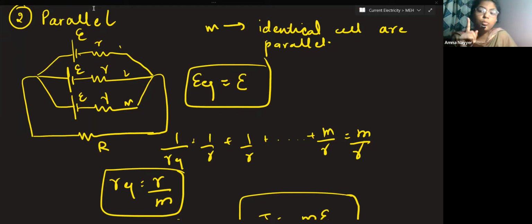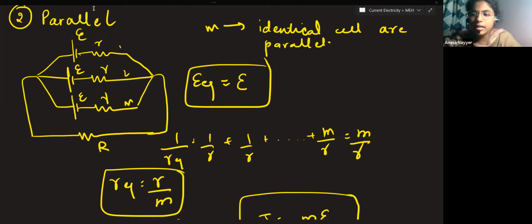What did I tell you? When we take the equivalent EMF, the potential will be the same throughout. The potential in all the branches will be the same. So we write the E equivalent as E only. In case of R equivalent, what did I tell you? If you have two resistors which are identical, or n number of resistors which are identical, right now we are dealing with the identical portion, just divide the value of the resistor by n.